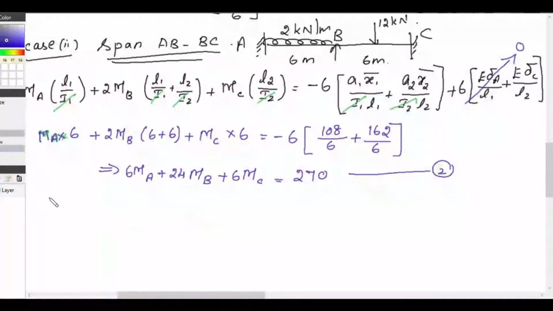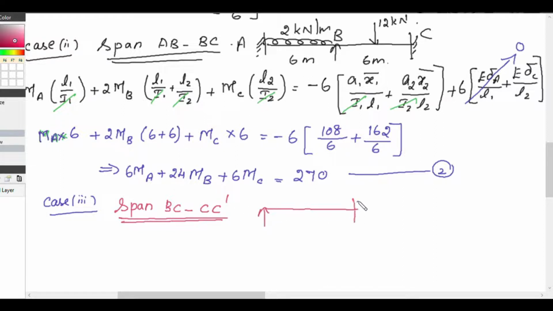So we have one more case, that will be our case 3. In case 3 we will be considering the span BC dash. This is BC, and CC dash is an imaginary span, L is equal to 0. Here BC is 6 meter, and in BC we have a 12 kilonewton load at the center, at the mid of the span BC.